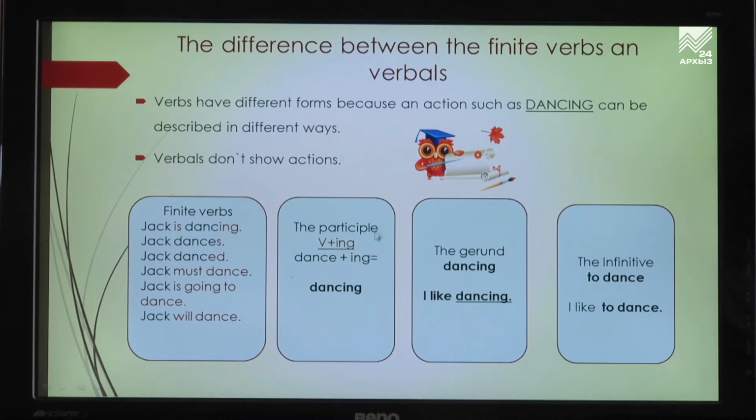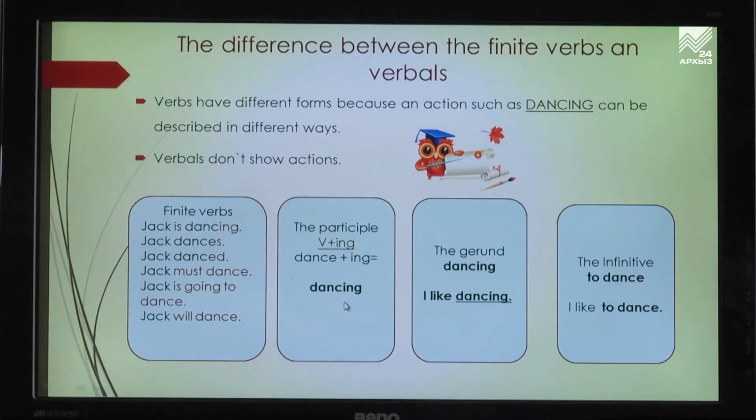As for the participle, pay attention to it. Participle has only such form: dancing. It is formed with the help of the suffix -ing. Dance plus ing, and we get dancing. Dancing is participle one. It is translated танцующий.